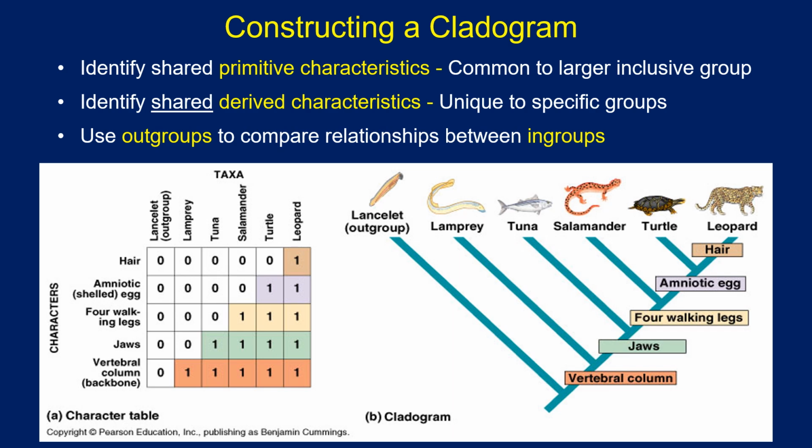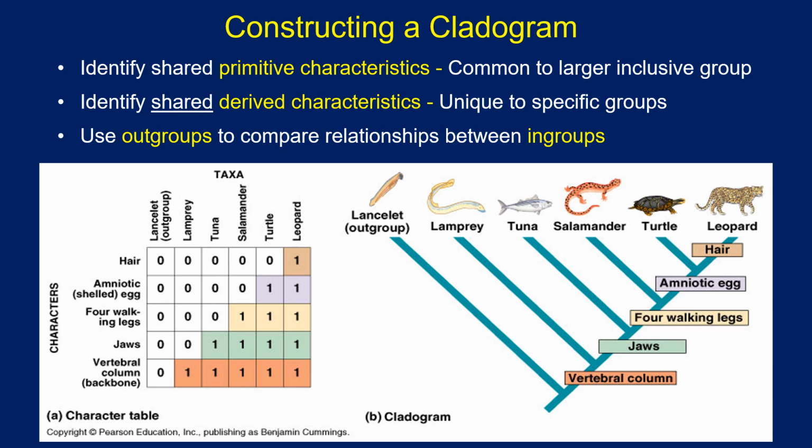Now next we have jaws. We see that in 4 of the 6, so we know that's the next character to appear. The walking legs, we have that in 3 of our 6, so that's the next character to appear. The amniotic egg, so that is found in 2, and that would be the next character to appear.